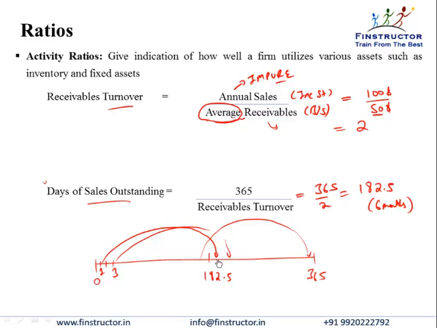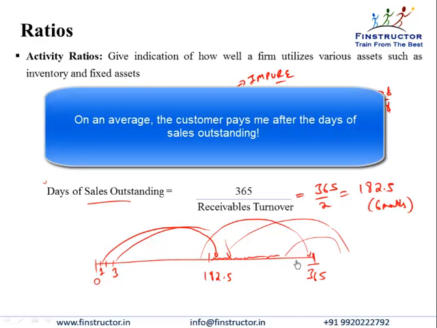What we can assume hence is that sales made in the second half of the year, since half the sales have not come and we're assuming that sales are uniformly distributed, are going to come in the next 6 months after the balance sheet date. So I'm making the balance sheet as of the 365th day or as of the end of the year, and only half the sales have come in the form of cash. So this implies that on an average, my customer is paying me after the days of sales outstanding, in this case 6 months.